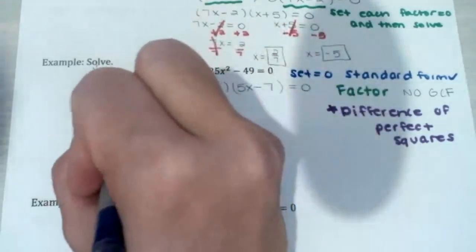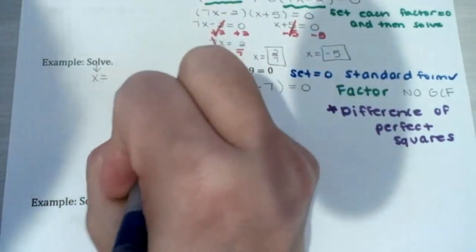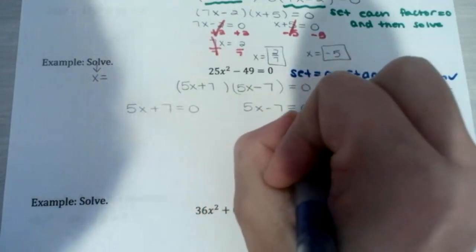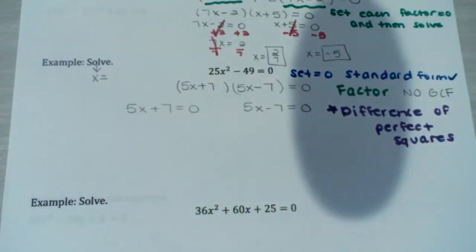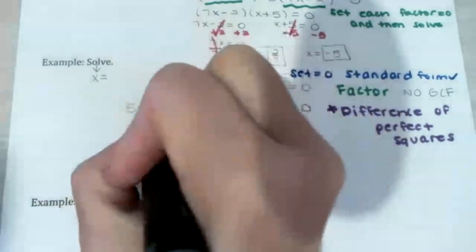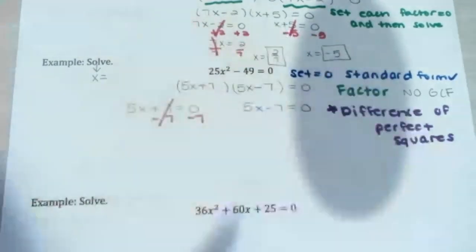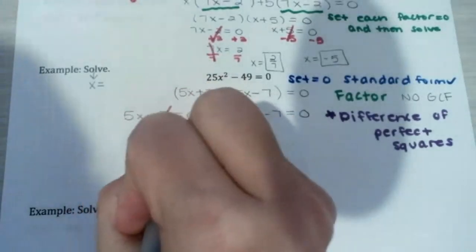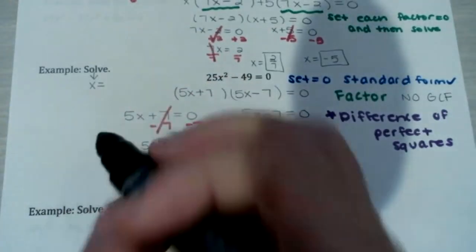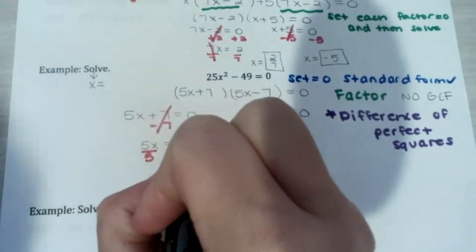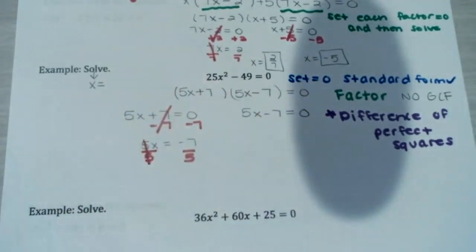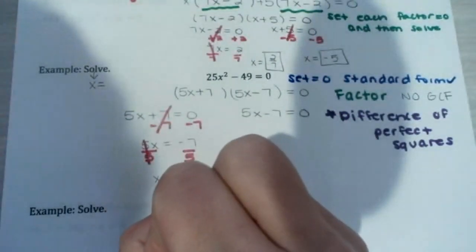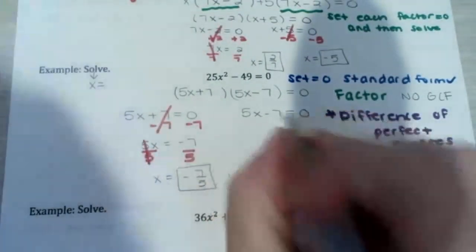So now we can set each factor equal to 0 and solve. So 5x plus 7 equals 0. 5x minus 7 equals 0. Solving each one separately. We can subtract 7 from both sides. 7 minus 7 cancels out. We're left over with 5x equals negative 7. Getting x by itself, we can divide by 5. Those cancel. We're left over with x equals negative 7 over 5 as one answer.